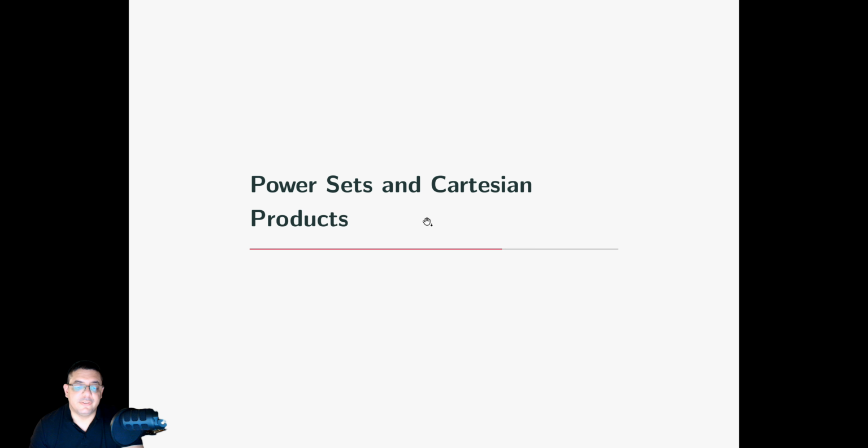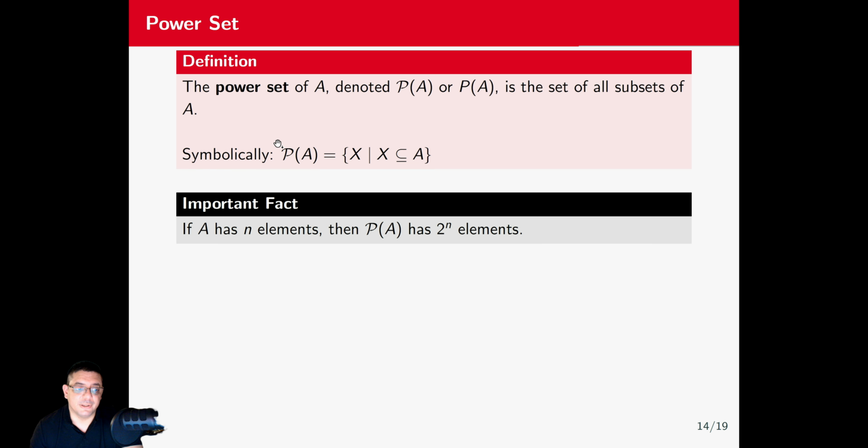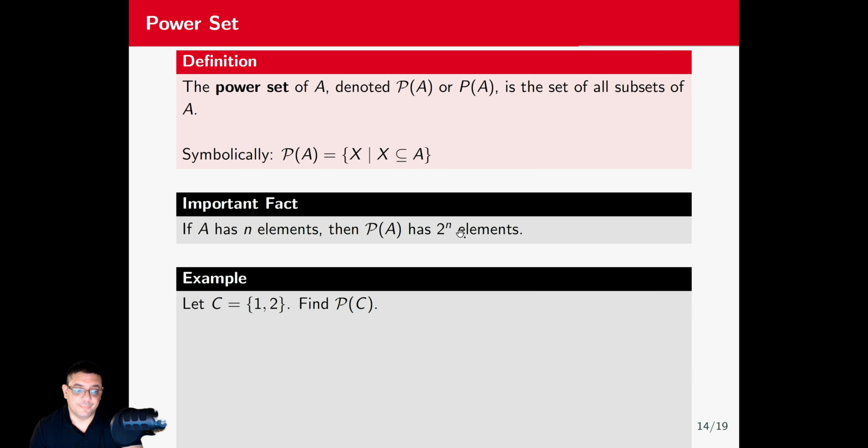Now, more special sets are going to be the power set and the Cartesian product. The power set of A, denoted by P of A, is the set of all the subsets of A. Okay? So this is essentially a collection of all the possible subsets. Now, if A has n elements, then the power set of A is going to have 2 to the n elements.